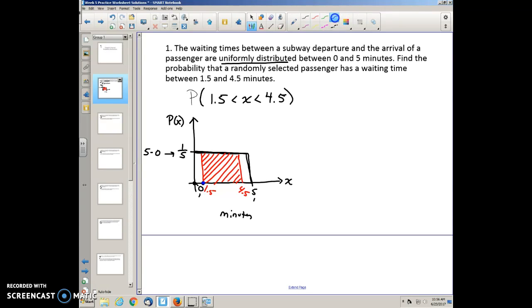So notice from here to here, this distance is 3. 4.5 minus 1.5 is 3. This height is 1/5. Since we're finding the area of a rectangle, we use the area of a rectangle formula. So it's base times height. 3 times 1/5, which is 3/5, which is 0.6000 if you round it to 4 decimal places. As a percentage, that would be 60%.